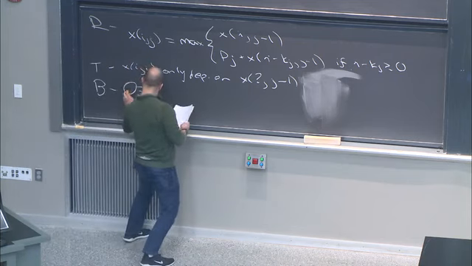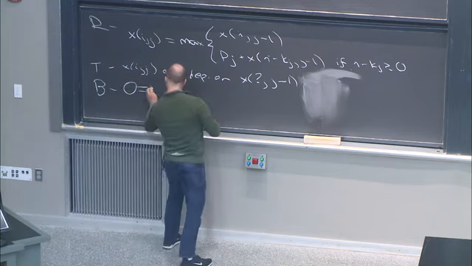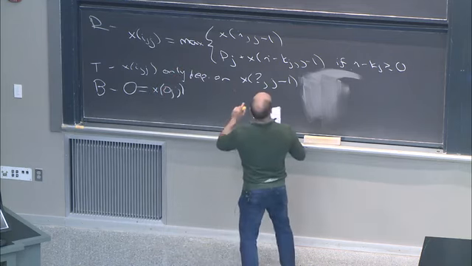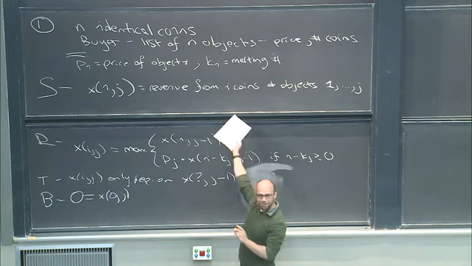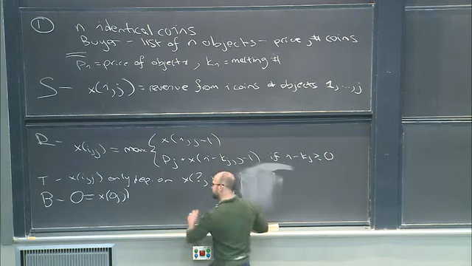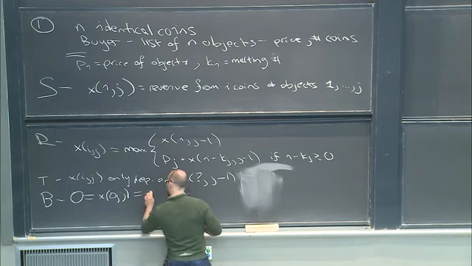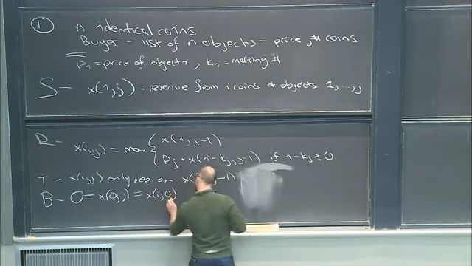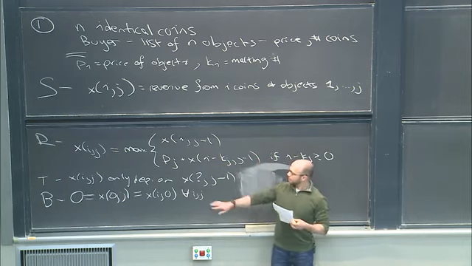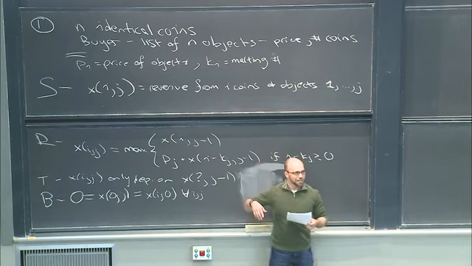So we have that x of 0 comma j equals 0. Remember, the first index is the number of coins you have. So this is saying I can't make anything if I don't have any coins. And similarly, x of i comma 0 equals 0 for all i, j. So this is the coins and the objects.